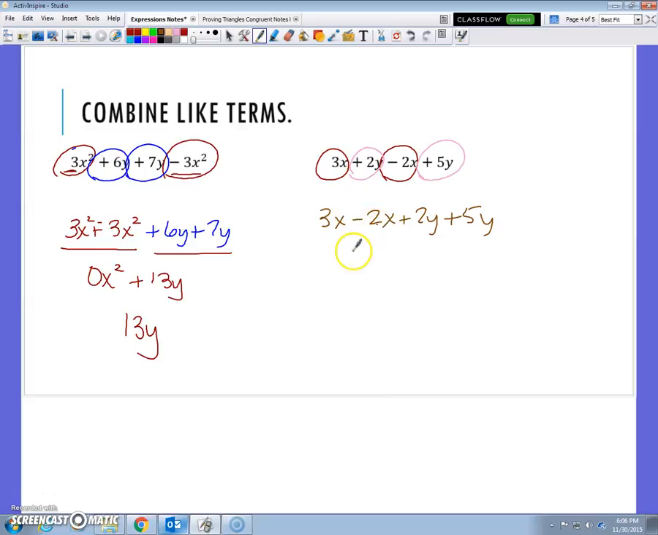3 minus 2 is 1x, and then 2y plus 5y is 7y. Now I wouldn't write 1x, I would just write x plus 7y, and that would be my answer. Now, do not try to squeeze those together. That cannot be 8xy, okay? 8xy is a no-no. You can't combine x's with y's. They're separate things. It's going to be hard to remember. I see a lot of mistakes on that.